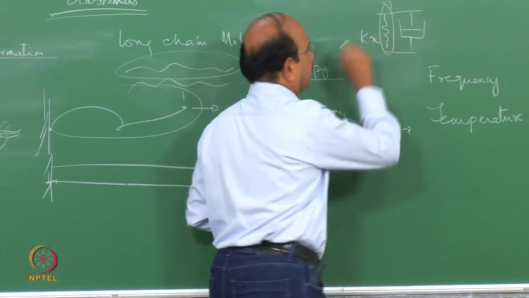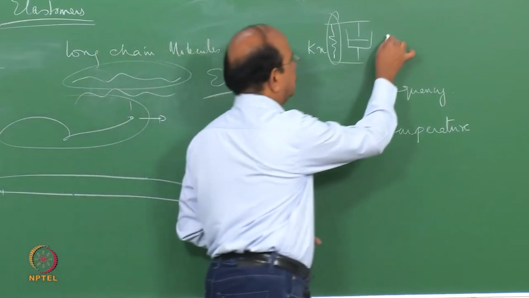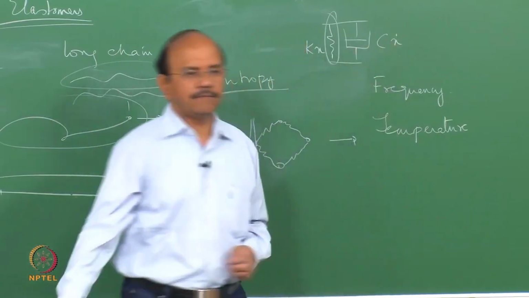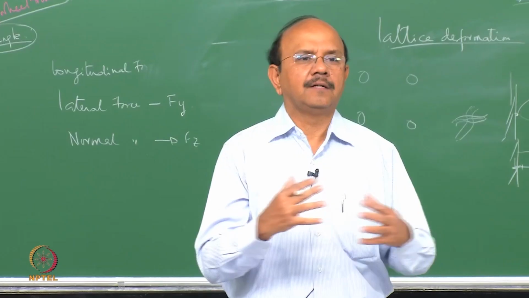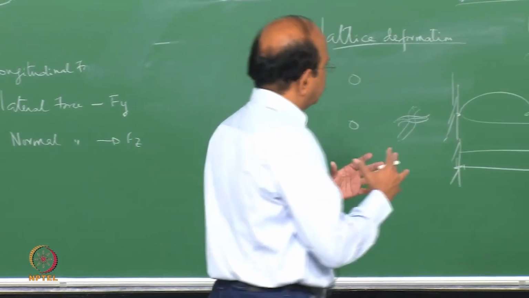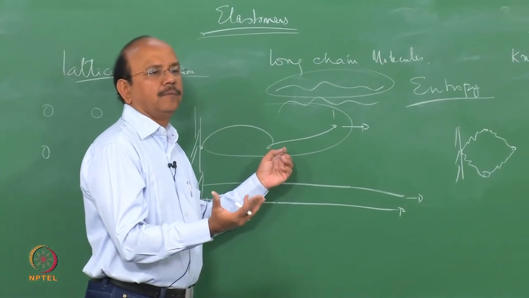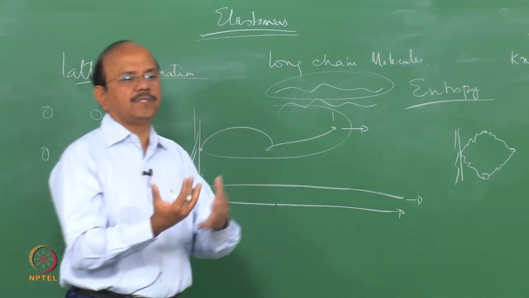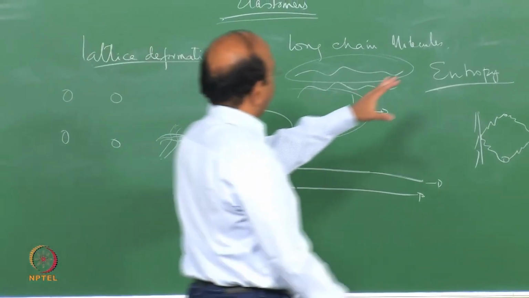So the force here is, for example, in a very simple model, kx, where x is the displacement, and for a dashpot it is always c x dot. The forces that act are able to get back, or in other words, the whole rubber behaves like a spring.